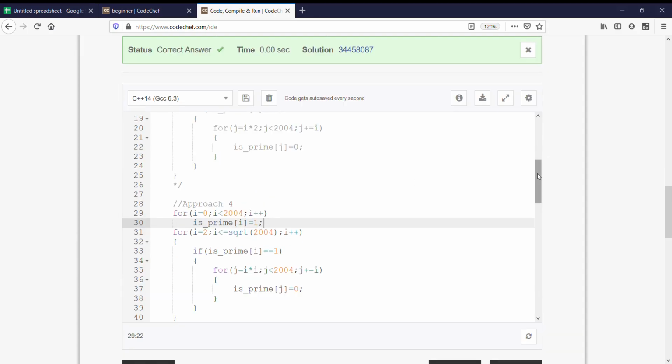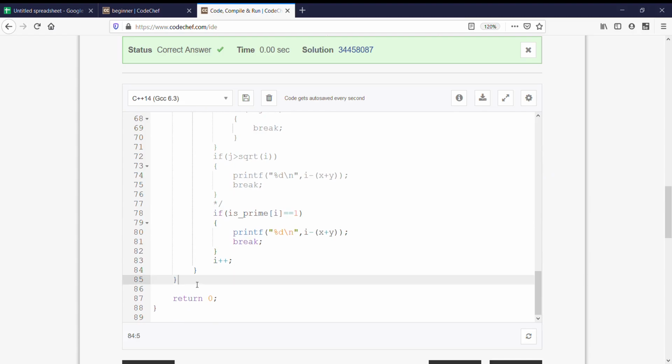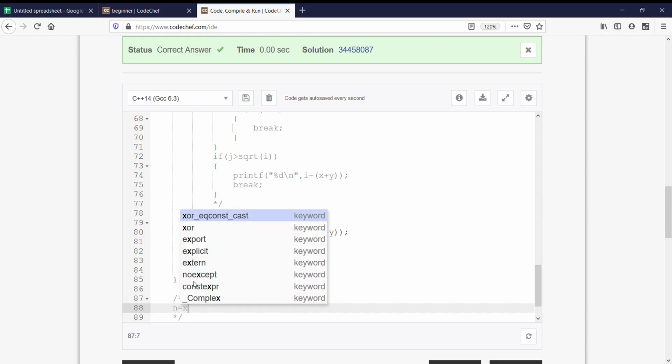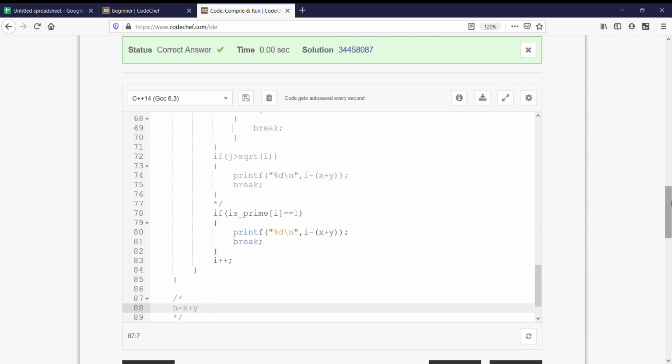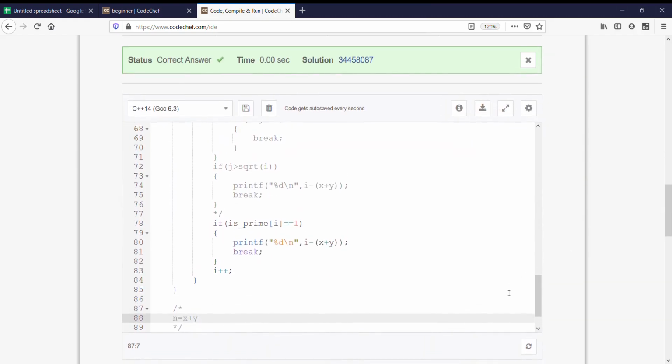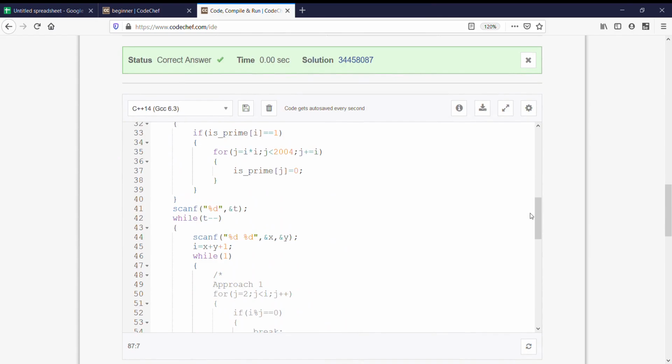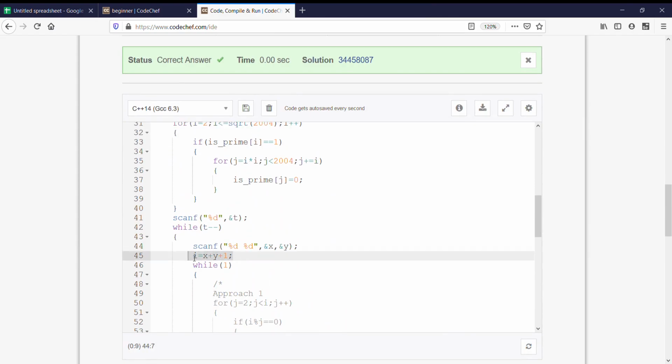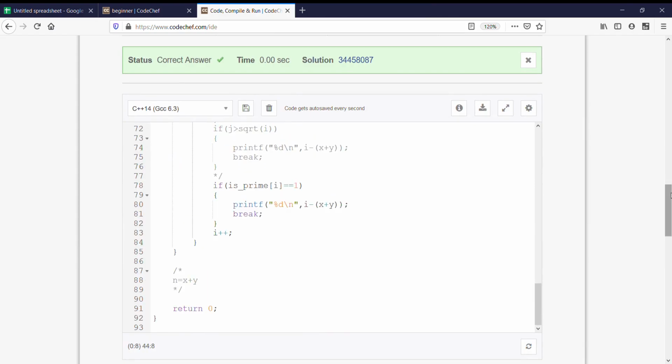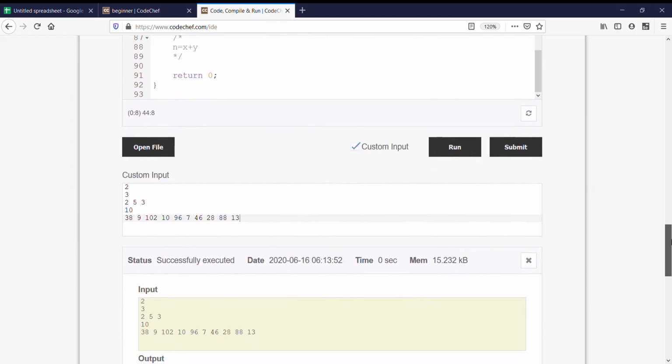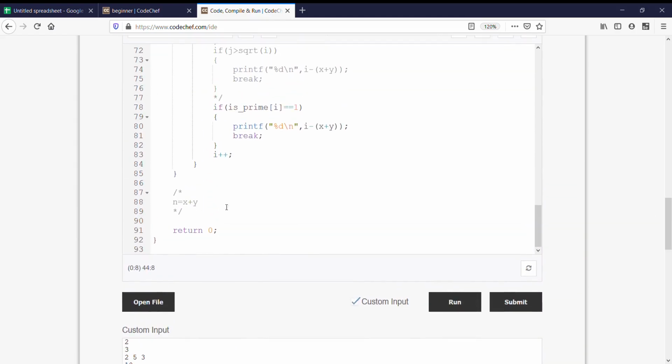So we are done with the 4 approaches. Let us check their complexities. Before that, we will make x plus y equal to n. That is because we started our problem with i equal to x plus y, and that is our main thing from where we check prime numbers. So let n equal x plus y.